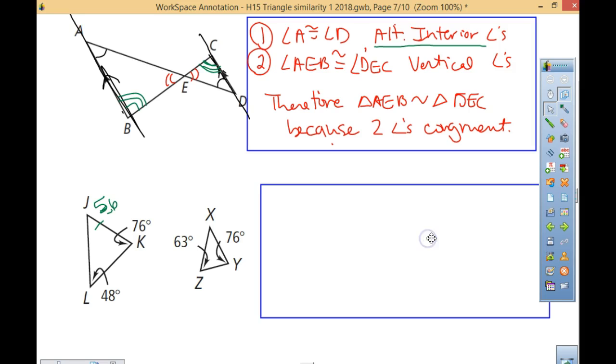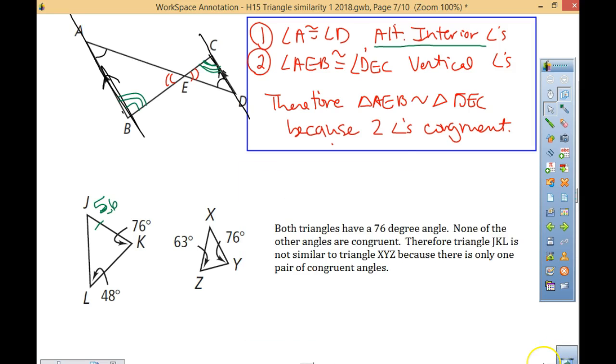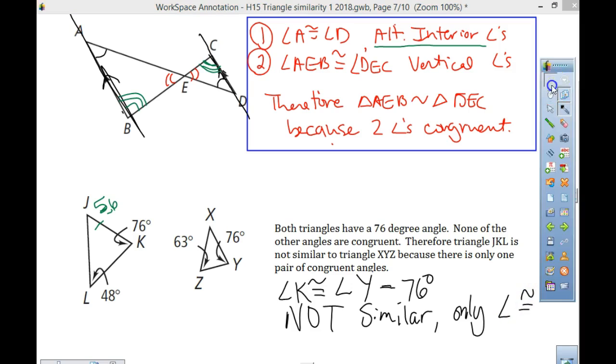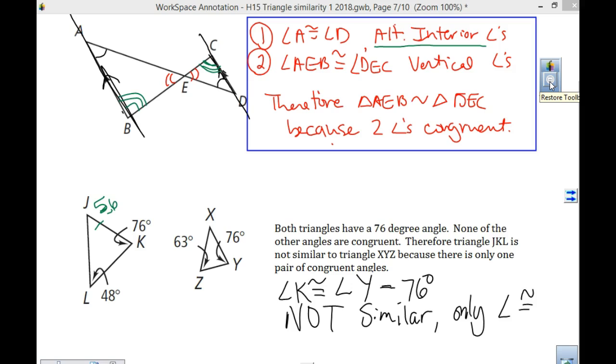You're going to see how they have it written here. I don't know that you need it again, like some of you are saying, I don't need that. I think I need to write all this down. Here's probably what I would write down if I was looking at this one. I simply would have put angle K was congruent to angle Y, which both equaled 76. And then I would put not congruent or not similar. And our reason would be only one angle was congruent.